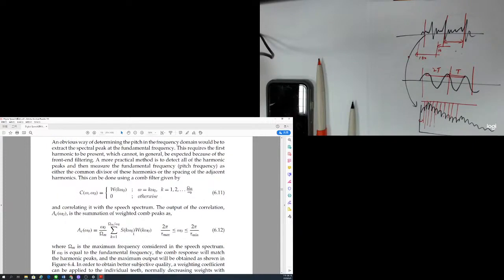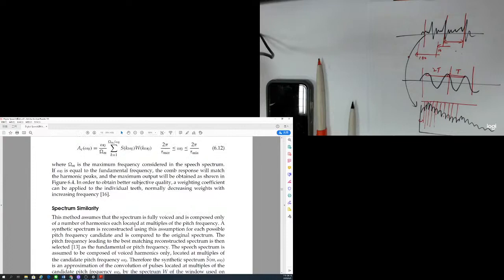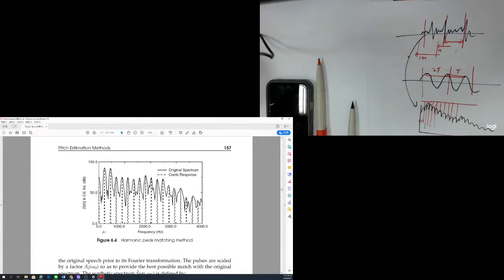They take the original speech frame to the frequency domain, so you have a spectrum. Then you use a comb filter like this one, going from the original waveform to the spectrum. We have a comb filter according to different omega 0, trying to make sure it can catch the peak points. That way you can get a good performance.